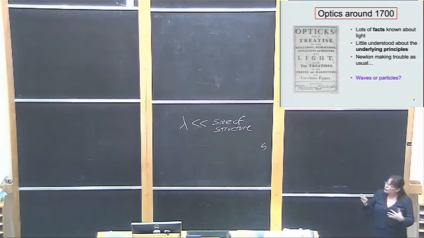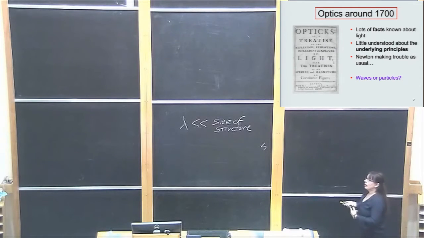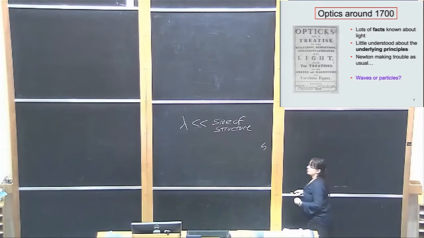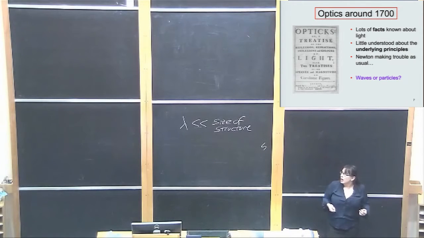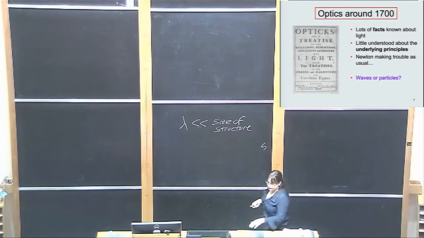So you may or may not know that one of the biggest arguments in physics at the time was whether light was waves or particles. This might seem like quite a modern issue, but actually it really dominated physics in the 18th century. And there were great advocates on both sides.